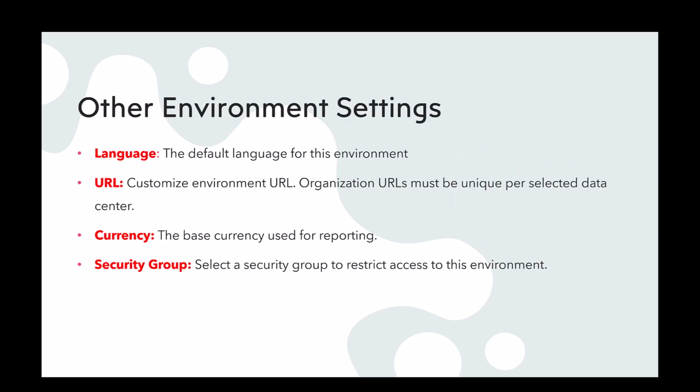We also have some other environment settings, including language, which is the default language of this environment, URL, where you can enter your organization name and custom URL as per the selected data center, currency, which is the base currency used for reporting purposes, and security groups. Well, you can select a security group to restrict access to this environment. We will cover security groups more in the environment security topic. Now, since we have the necessary information and settings for creating an environment, let's proceed to create one.